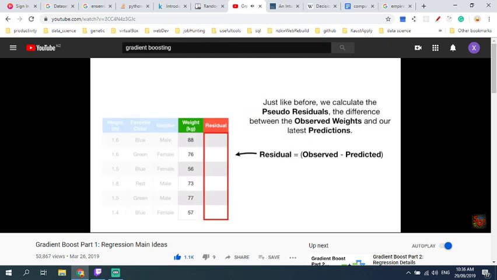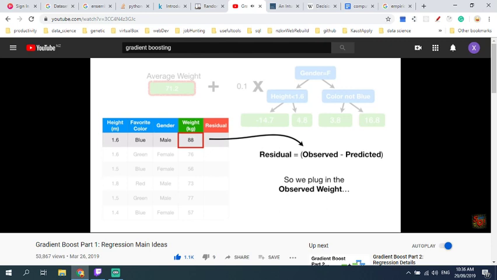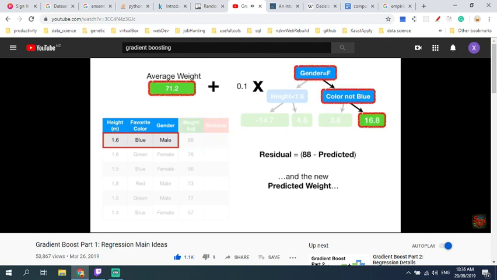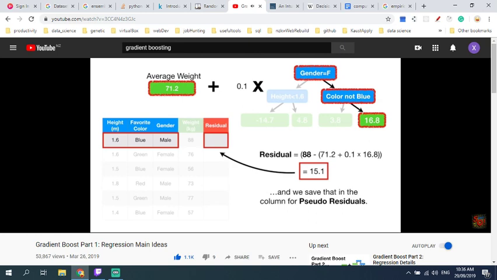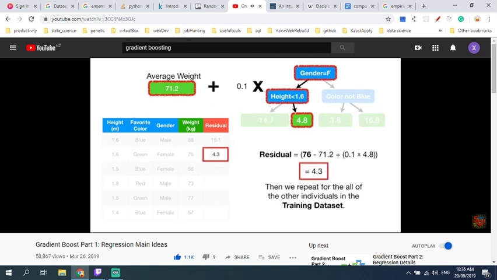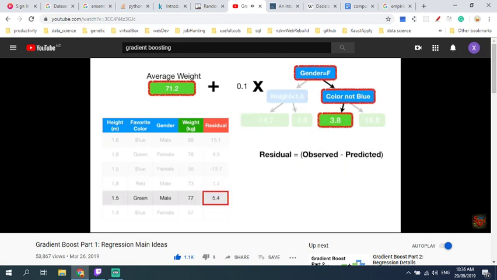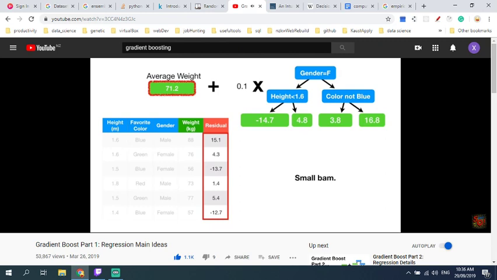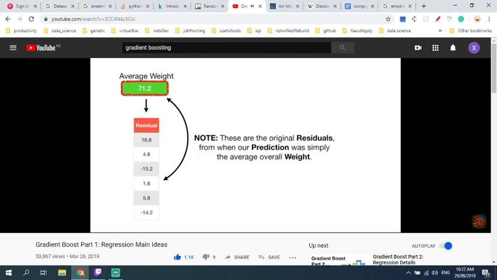Just like before, we calculate the pseudo-residuals, the difference between the observed weights and our latest predictions. So we plug in the observed weight and the new predicted weight, and we get 15.1. And we save that in the column for pseudo-residuals. Then we repeat for all of the other individuals in the training data set. Small bam.